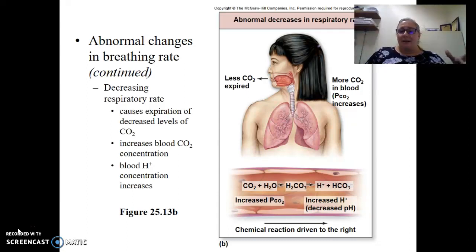The carbonic acid breaks down into a bicarbonate and the hydrogen ion. The bicarbonate leaves the blood. Chloride comes in. That's that chloride shift again. And this is to the right. And that hydrogen ion is going to increase our blood pH.